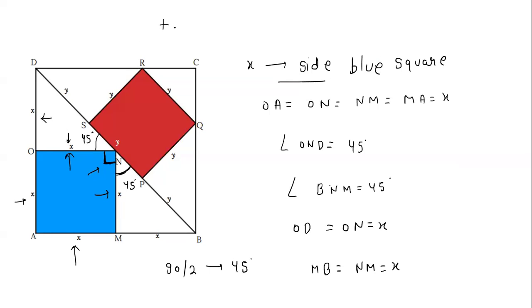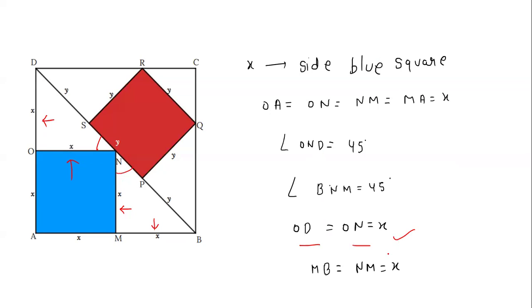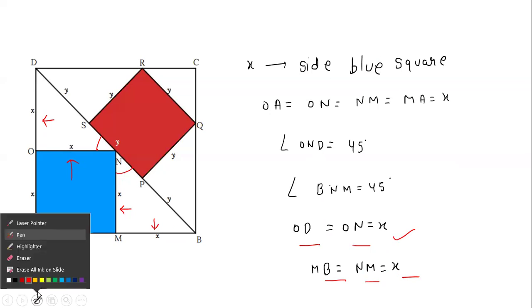So if this is 45, then if this is x, then this will also be x. You can apply tan 45 is equal to this divided by this, and this value we know is 1. So DO is equal to ON. So this thing is equal to this thing. And similarly, if this angle is 45, this angle will be 45, so this thing is equal to this thing. So OD and ON both are equal to x, and MB and NM are also equal to x. So this is the first thing you can see.